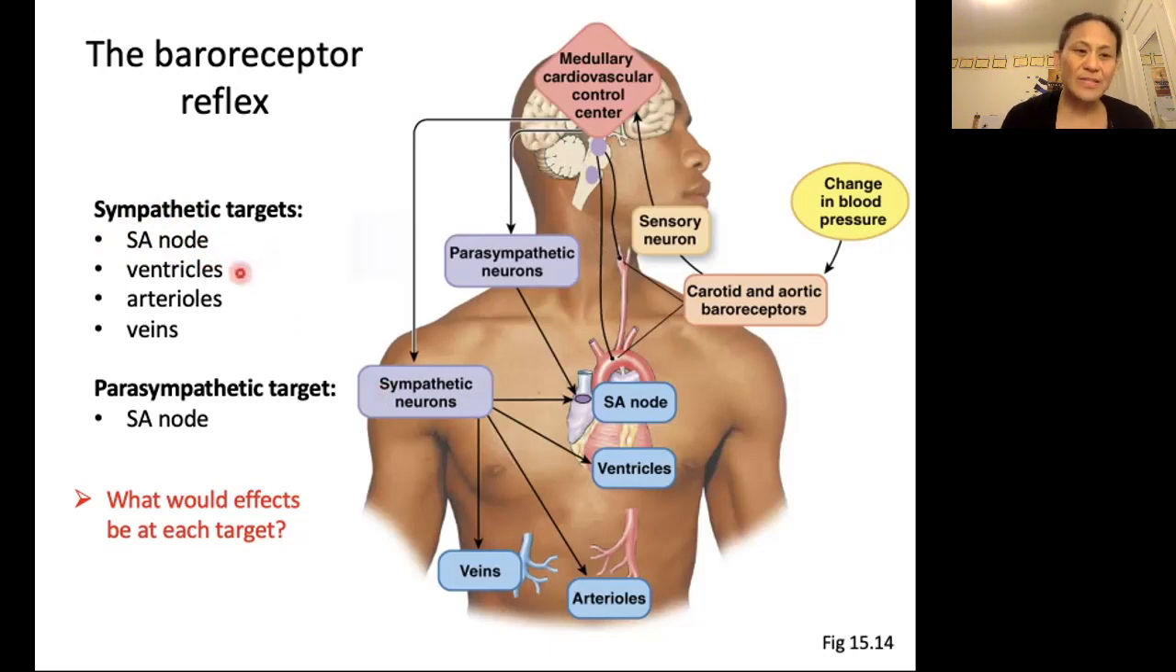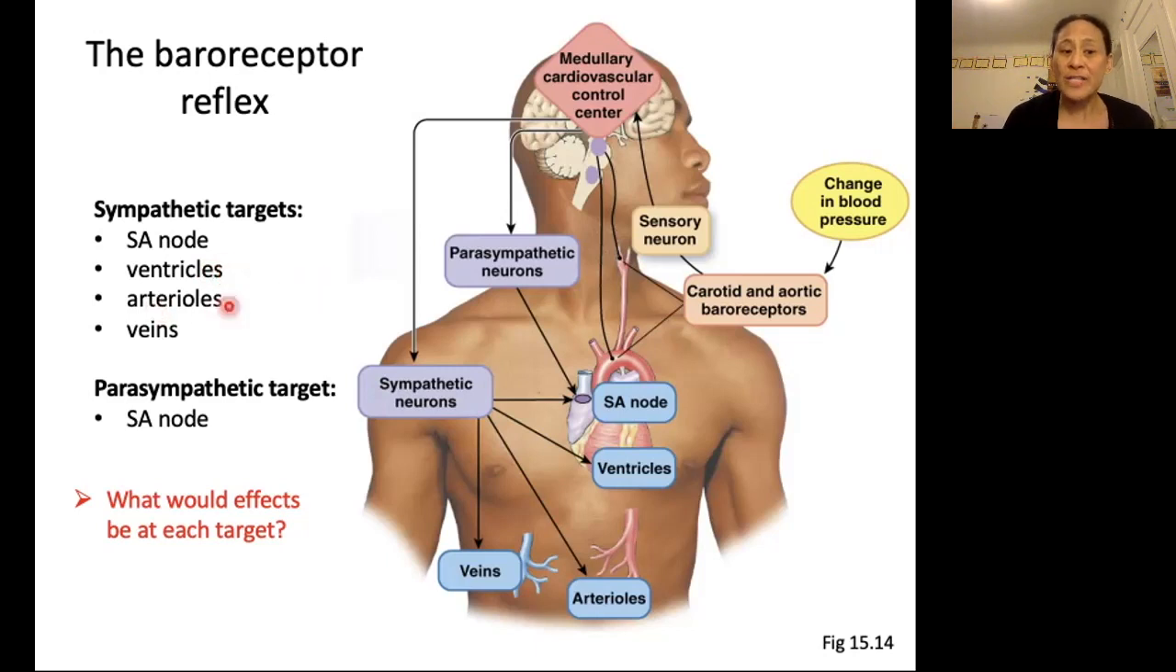At the ventricles, this one is probably the trickiest one to figure out. At the ventricles, we're going to change our contractility. If we change our contractility, the force with which the heart is pumping, then that's going to affect our stroke volume, which is going to affect our cardiac output, which is also going to affect our blood pressure.